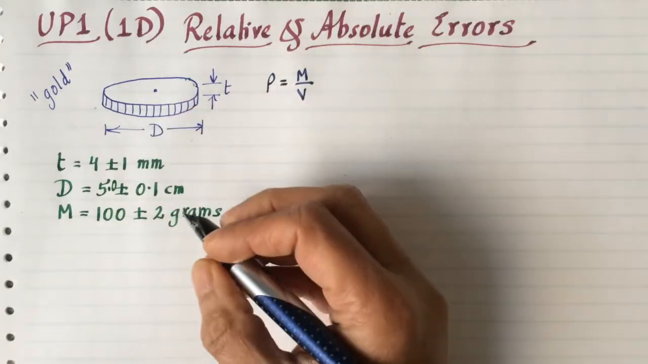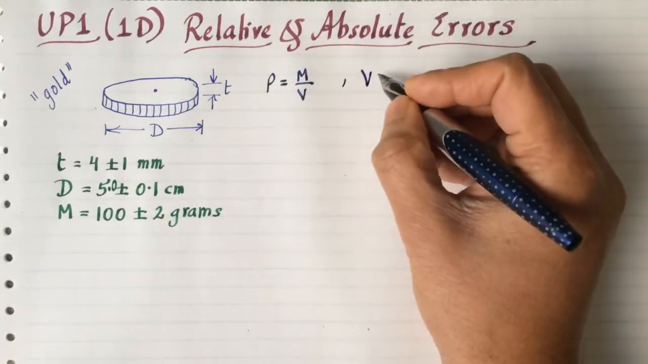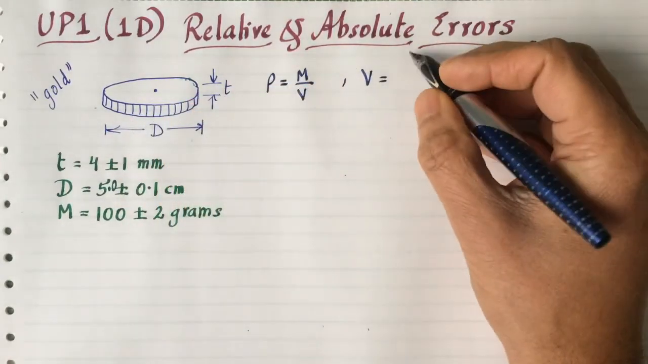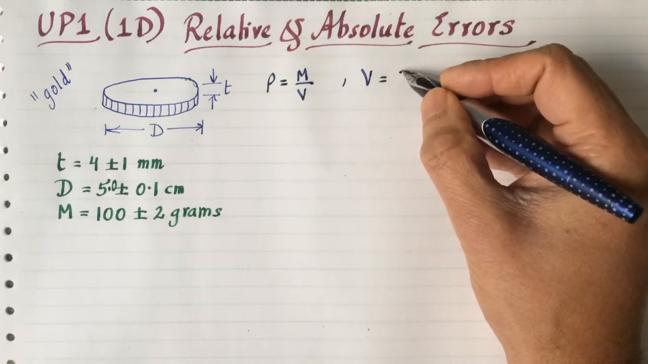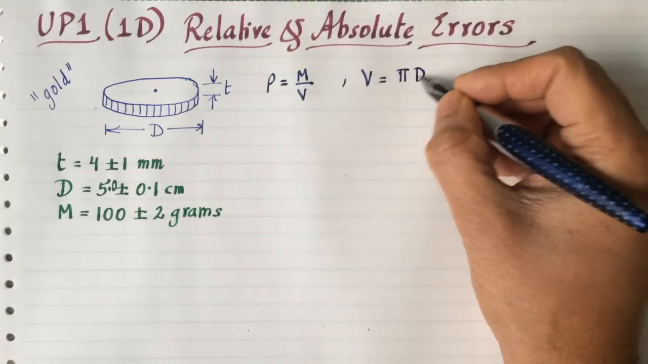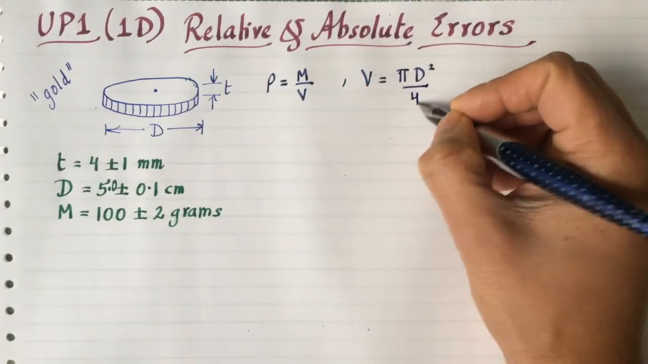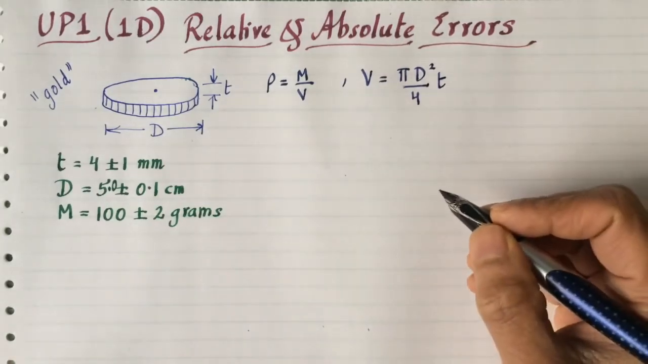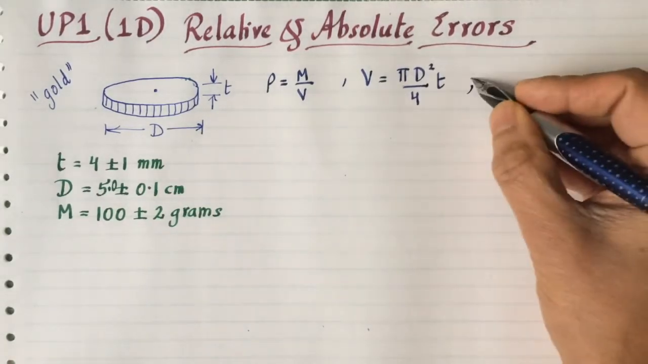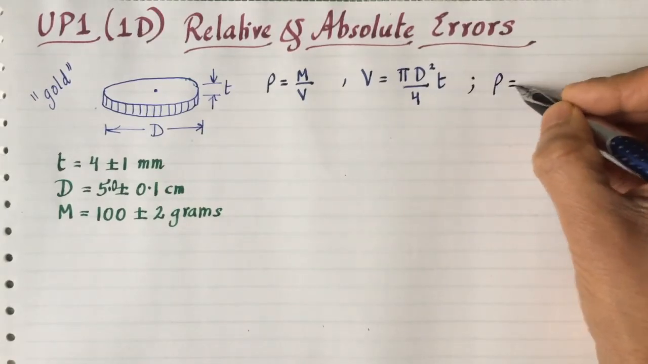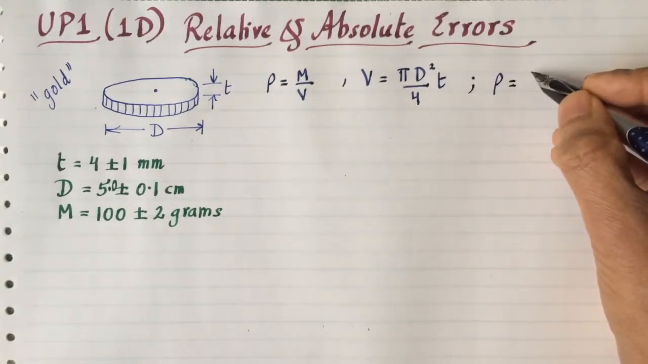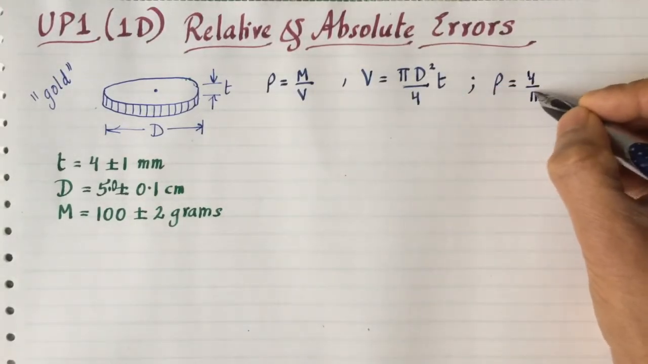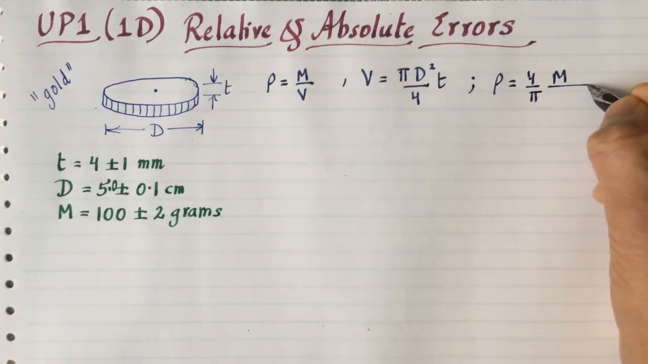A coin looks like a cylinder, so the volume of a coin can be found by simply multiplying the area of a circle by the thickness. The area of a circle is pi r squared, but since diameter is given, you can write it as pi d squared upon 4. Because radius is diameter upon 2, and when you square it, you get d squared upon 4, times the thickness. So that's the volume, and so from this we can get the density rho. Density is equal to, when I divide this by v, 4 over pi, and then m over d squared t.